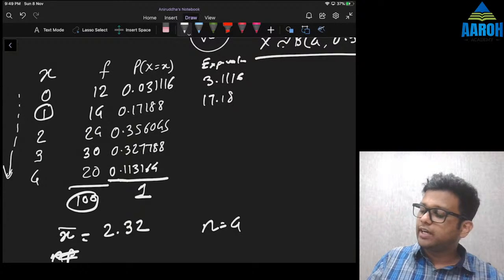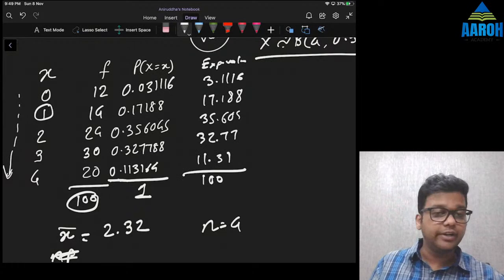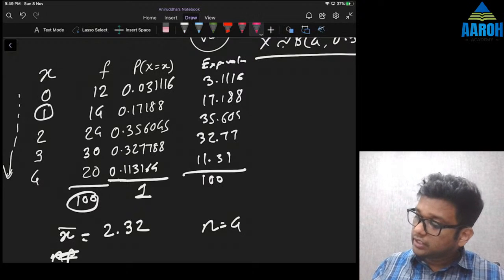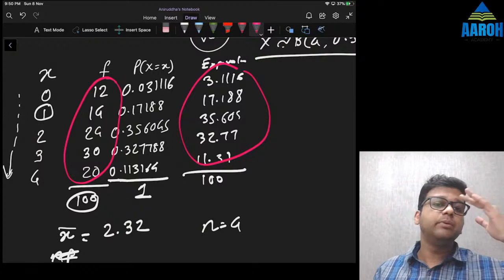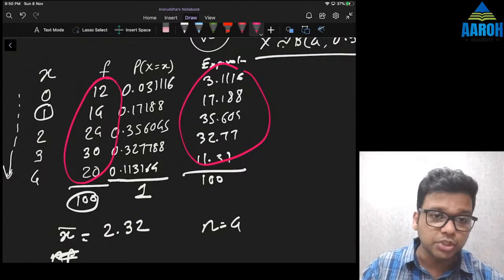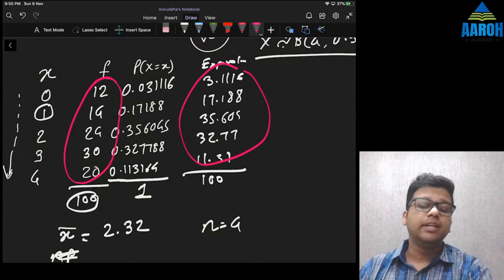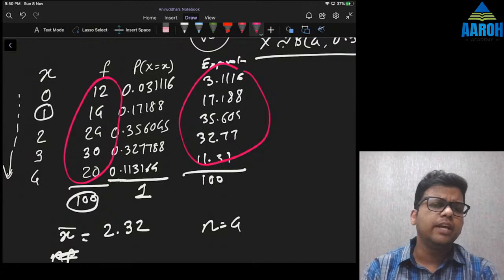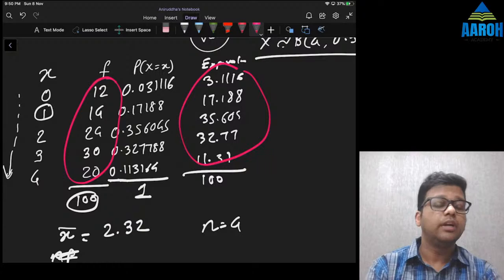Then this will be 17.188. This will be 35.604. This will be 32.77. This will be 11.31. Total will obviously be 100. That is called the expected frequencies. What is the purpose of this? If this matches with the actual data, at least approximately, then we can say that this data follows a binomial distribution, and then we can try to estimate values of this data using the binomial distribution. For this data set, whatever it is, we don't know what it actually is, so based on that we can apply the binomial distribution formula in real life to that data and find the values. That is the purpose of this.